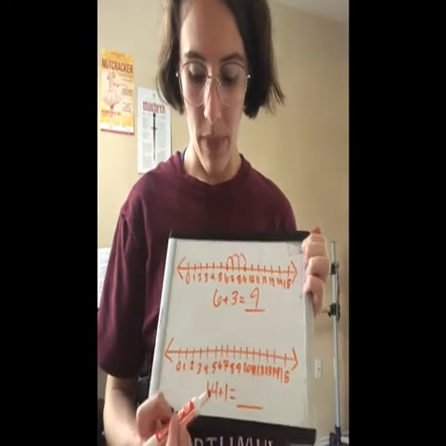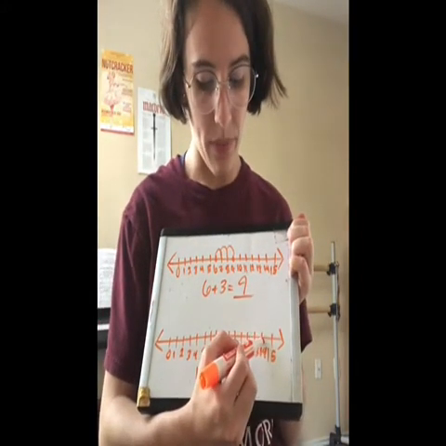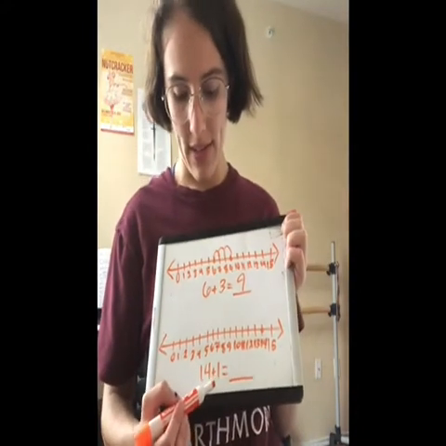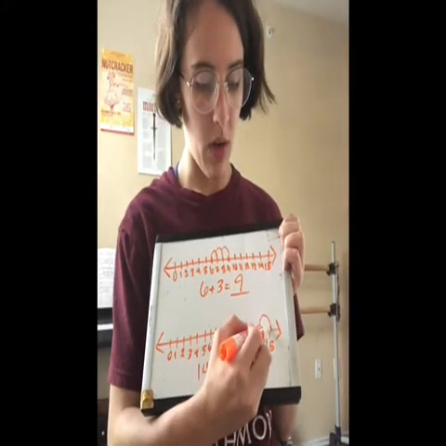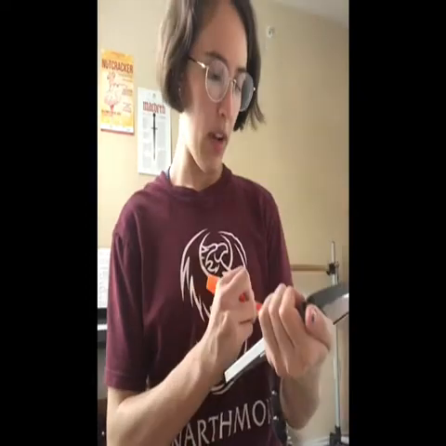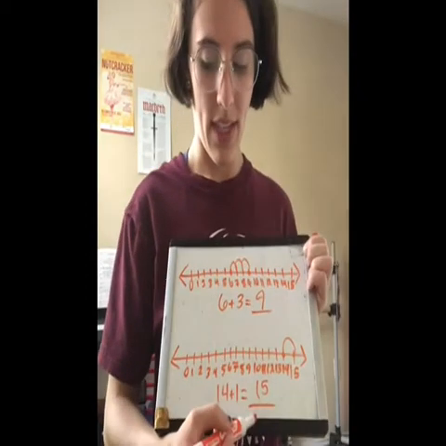For the next problem, we start on 14 because that's the first number, and we're going to take 1 bunny hop to the right because 1 is positive. So 1, and we landed on 15. So 14 plus 1 equals 15.